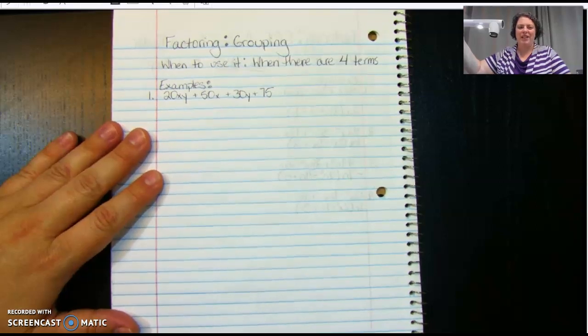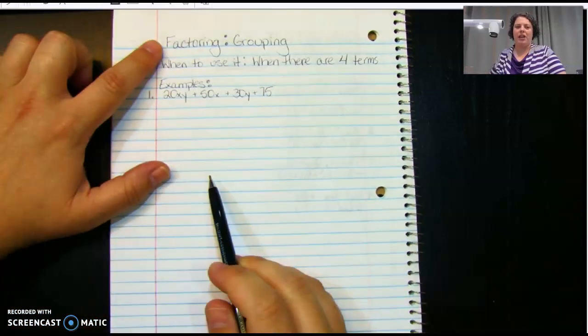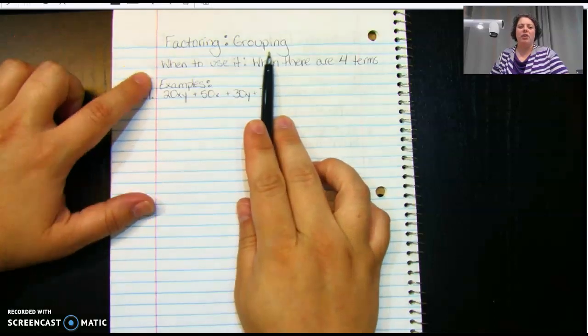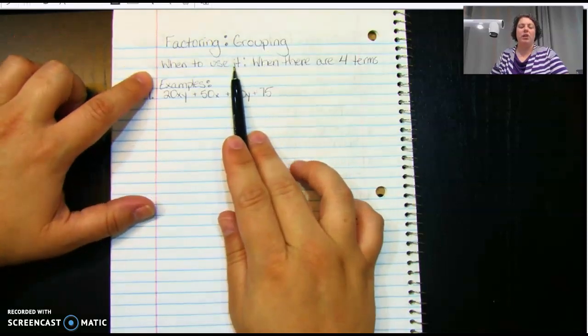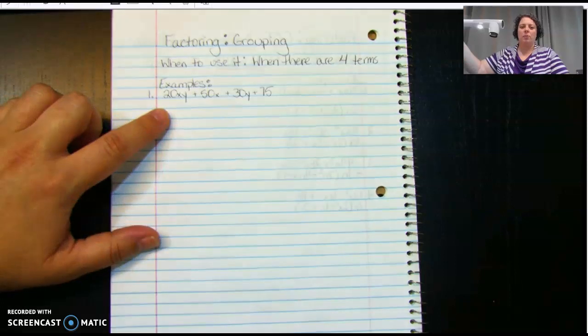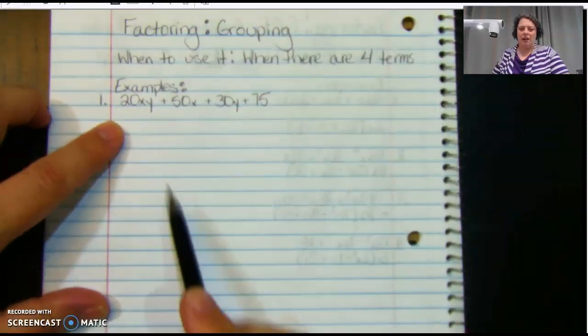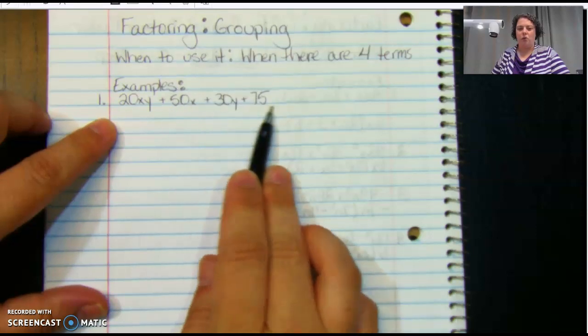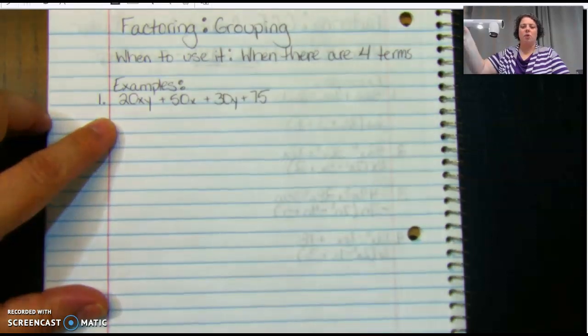Alright, so this lesson is about factoring again, and this time we're going to be factoring by grouping. And so when do we use it? We're going to use factor by grouping when there are 4 terms. So in this particular example, you can see that I've got 1, 2, 3, 4 terms. So this is an appropriate problem to use factor by grouping.